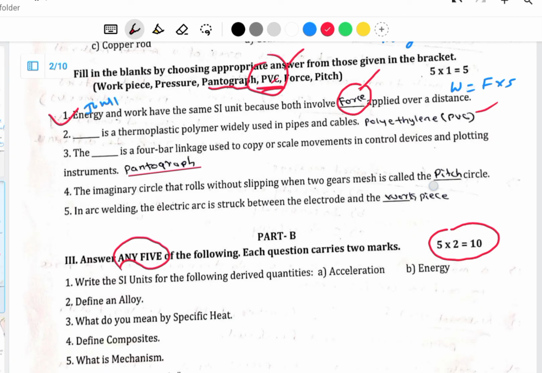Okay. The imaginary circle that rolls without slipping when two gears are meshed is called a pitch circle. The correct answer is pitch circle. In arc welding, the electric arc is struck between the electrode and the workpiece. So in welding, here there will be a workpiece and a welding rod, and there will be an arc. So the arc is produced between what?